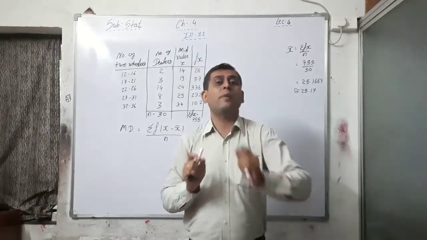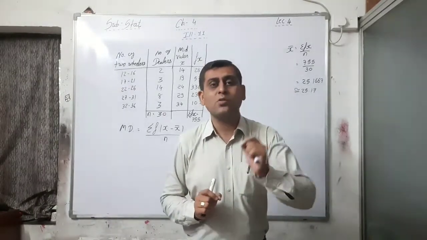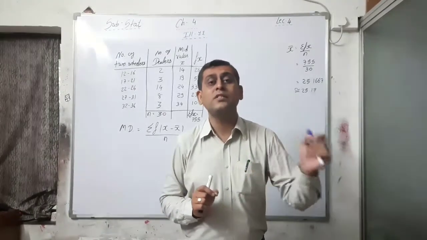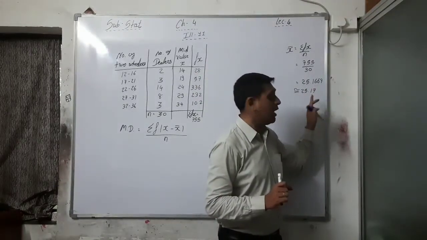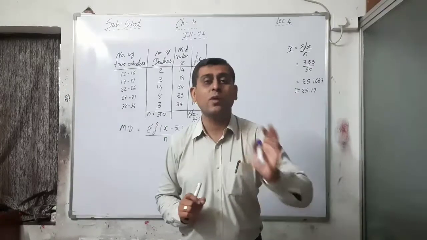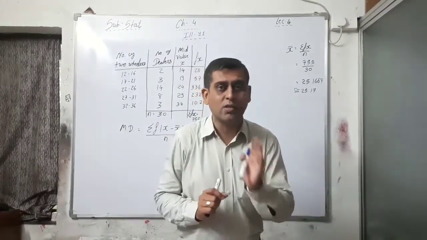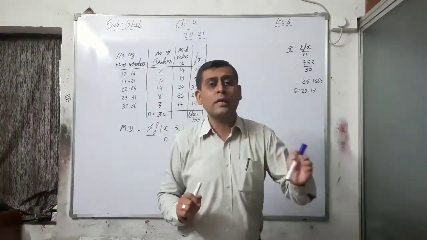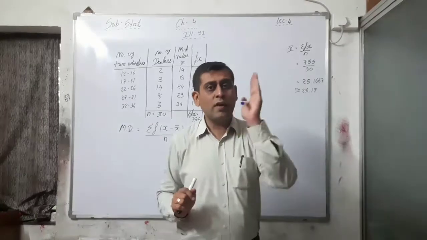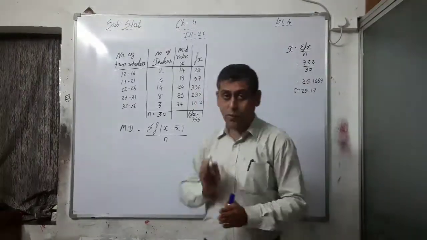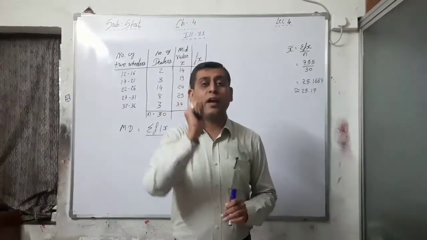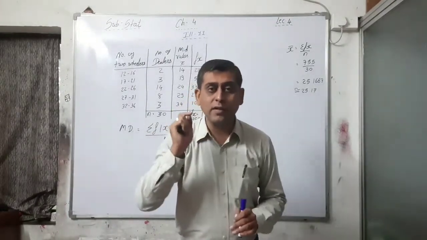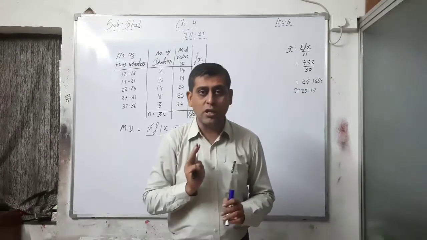But here the main thing is that sigma x minus x bar will not be 0, because we are taking 6 as a 7. So here x minus x bar is not 0. Sigma x minus x bar is not 0, but we don't need that. We just have to find out x minus x bar, then modulus x minus x bar, and then multiplication with f modulus x minus x bar. We have to find out these three columns.